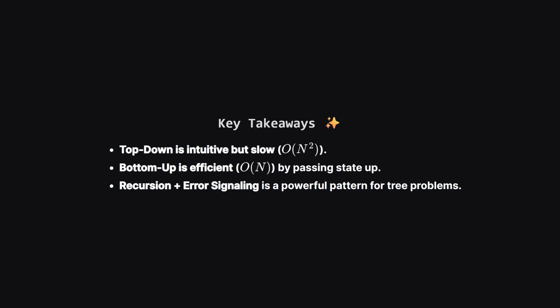So remember, the top-down way is easier to think of first, but it is slow. The bottom-up way is much faster because we share information as we go back up the tree. Using a special value like -1 to signal a problem is a great trick you can use in many tree-based interview questions.